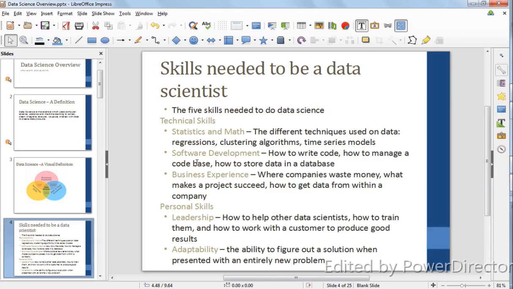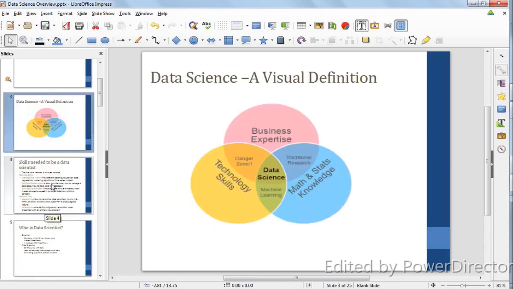The second part is programming, where you should be good enough to write some code, which is the software development part. And the third part is the business experience, which I already told depends on the company with which you are working. So you should have some kind of business domain knowledge. Other than that are the personal skills like leadership and adaptability. So these are the things which are required for a data scientist.